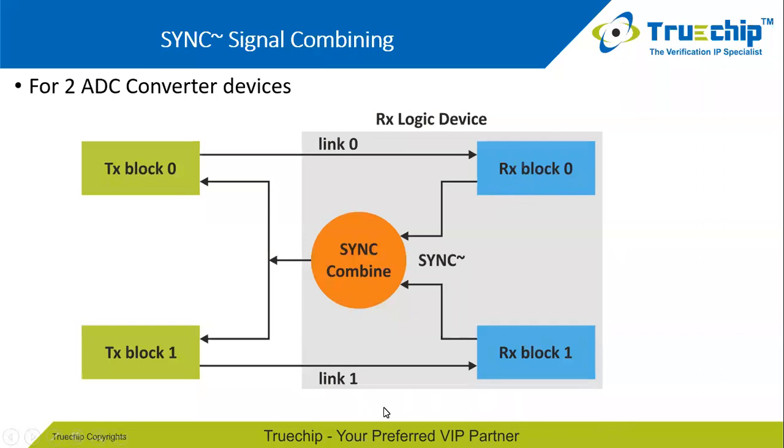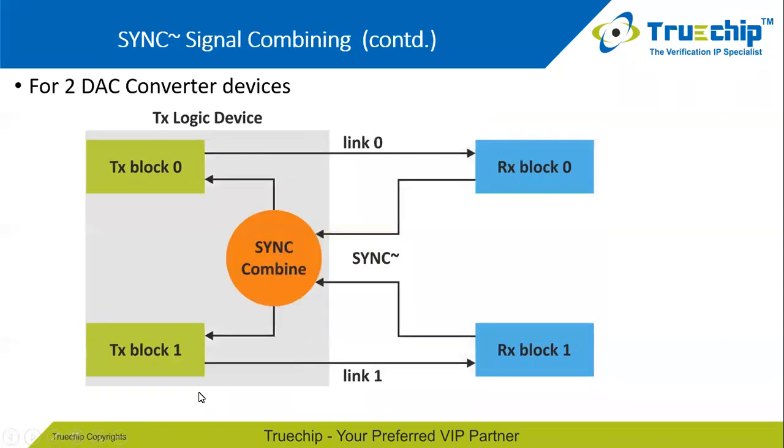So here the diagram represents the configuration of two ADC devices connected to a receiver logic device. If any receiver asserts a synchronization request, then it will be combined inside the receiver logic device and distributed to each ADC device. Similarly is the case for two DAC devices connected to a transmitter logic device, where the sync signal from each DAC device is combined inside the transmitter logic device. So this was all about the sync combination. Now moving on to the next slide.